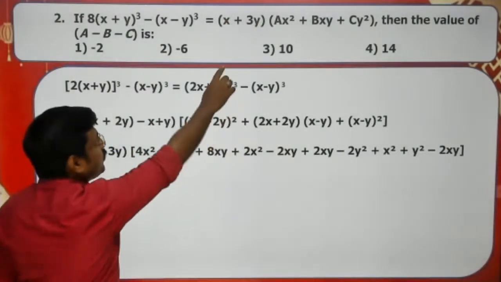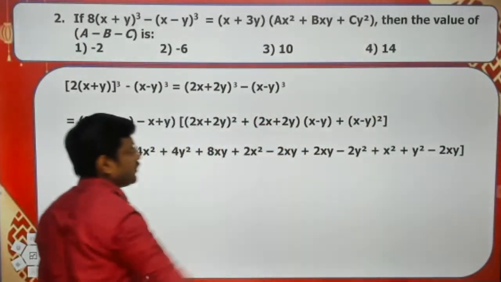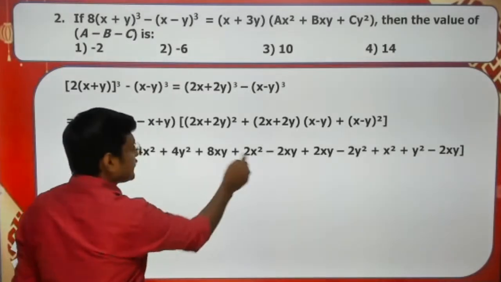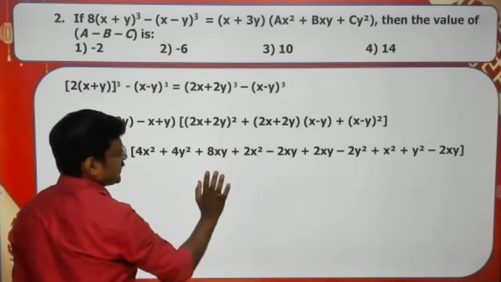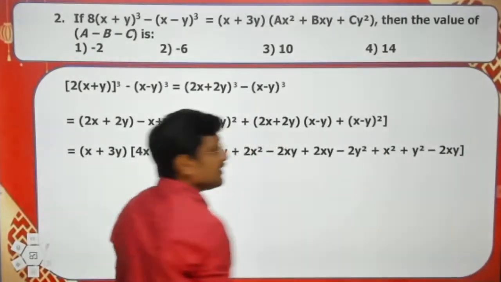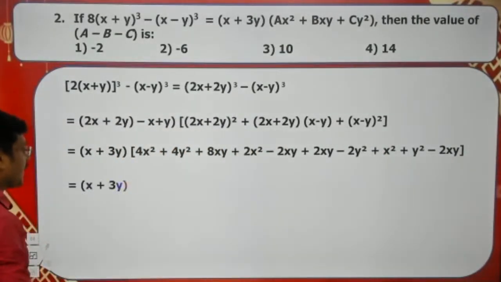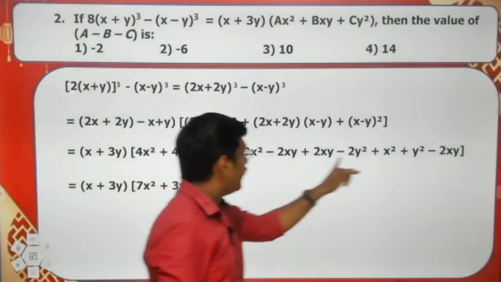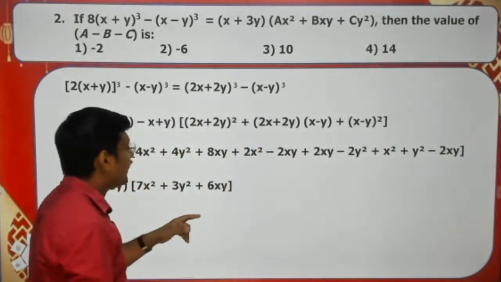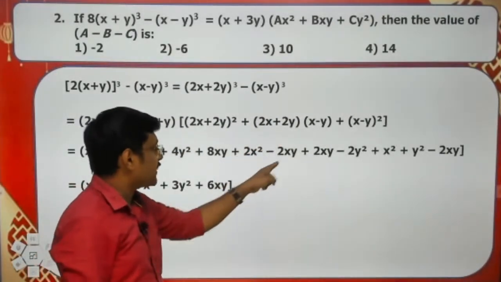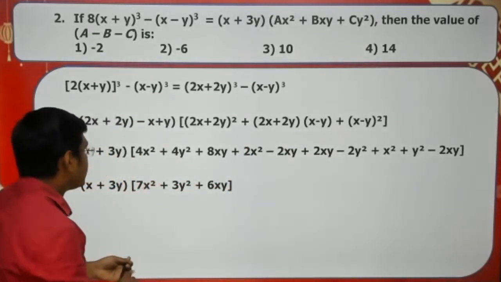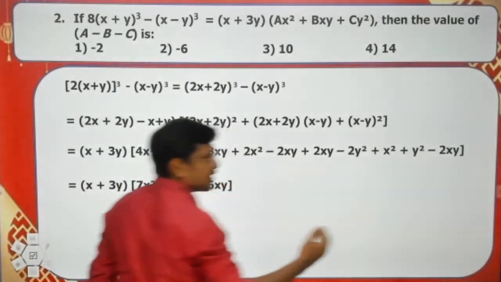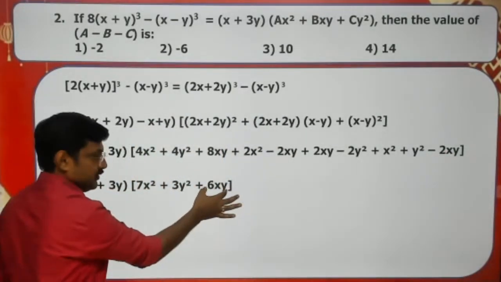Next we need to arrange this to make it in the frame ax square plus bxy plus cy square, right? So I am arranging this as 4x square plus 2x square, 4 plus 2, 6x square, then 6x square plus x square, that is 7x square. Like that I am arranging, as you can see here. So x plus 3y as it is, then 7x square. Next here we can cancel this minus 2xy and plus 2xy. If I am considering xy, so 8xy minus 2xy, 8 minus 2, that is 6xy.